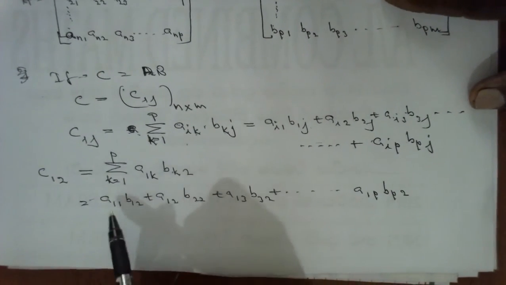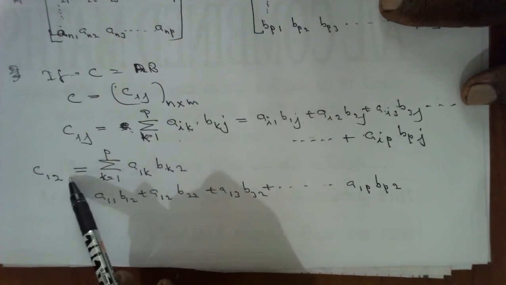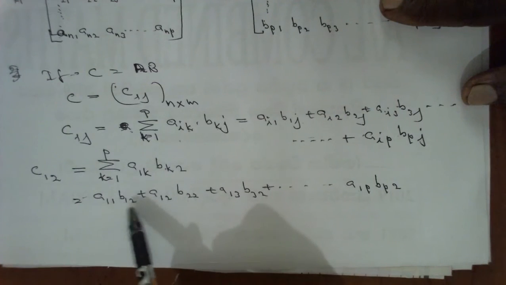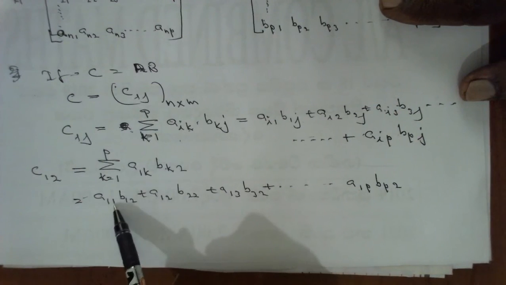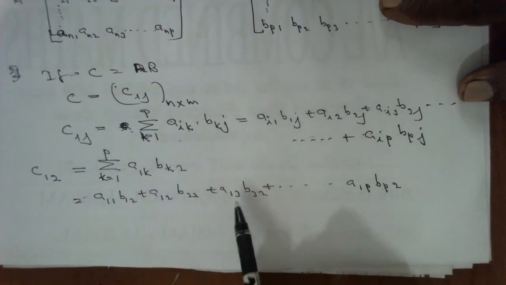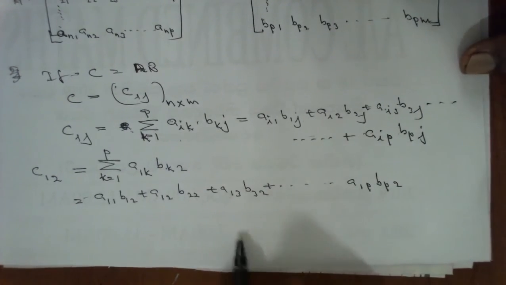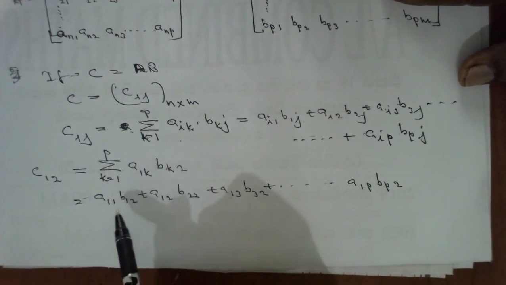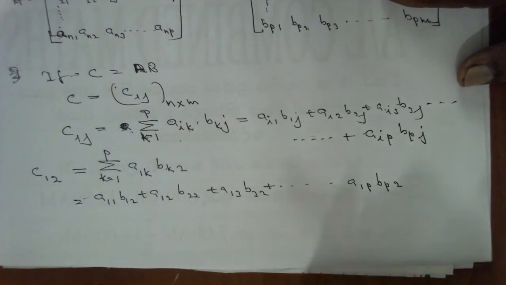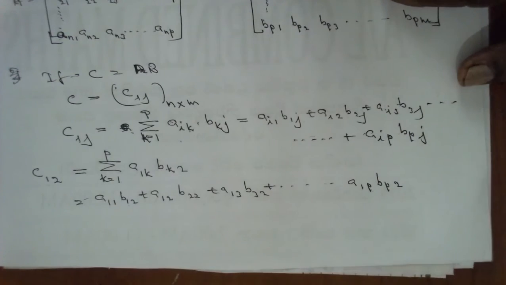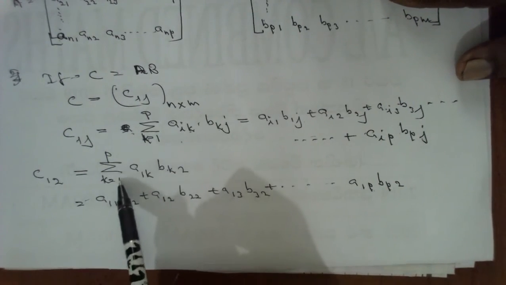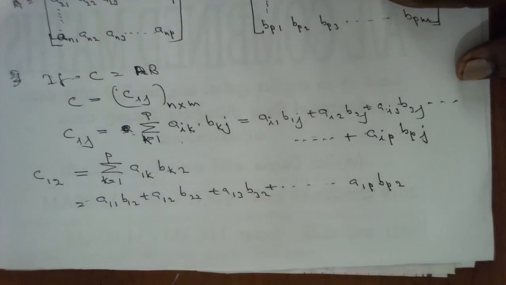Always look at this 1 2 here. The corner numbers are always the same, but the middle number is variable. Here it is 1 1, 2 2, 3 3, and the final one PP. That means the value of k changes from 1 to P. That is the running index, which changes from 1 to P. Then you get the total sum. Right? Yes.